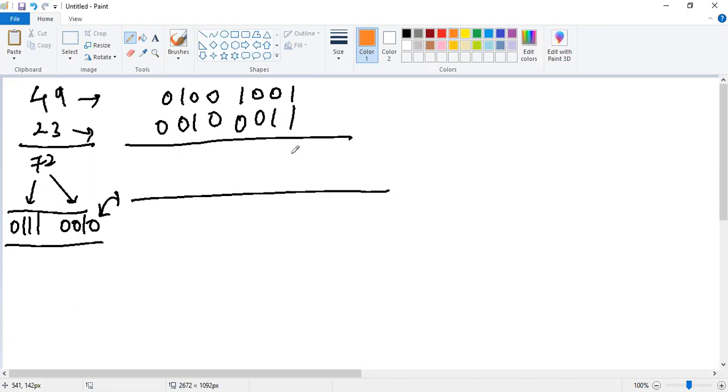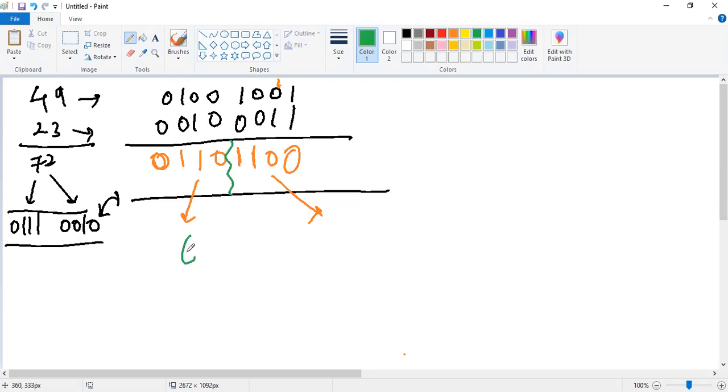See, 1 plus 1 is 0, carry 1. 1 plus 1 is 0, carry 1. 1 plus 1 is 1. We get 0 1 1 0. Okay, so we are getting 8 digits. You have to subtract in this way, which means you divide it into groups of 4, 4.